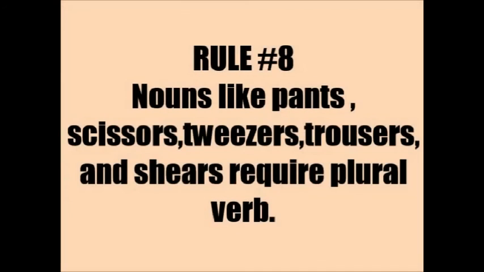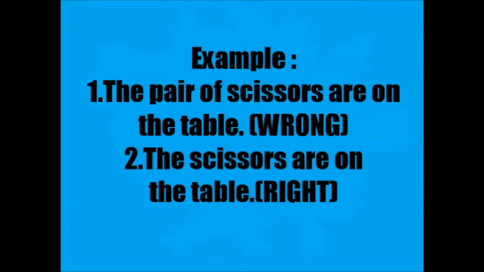Rule number 8. Nouns like pants, scissors, tongs, tweezers, trousers, and shears require a plural verb. For example, our subject here in the sentence is scissors. Since scissors is a pair, and according to our rule, a pair requires a plural verb, that's why we should use the verb are in the sentence.